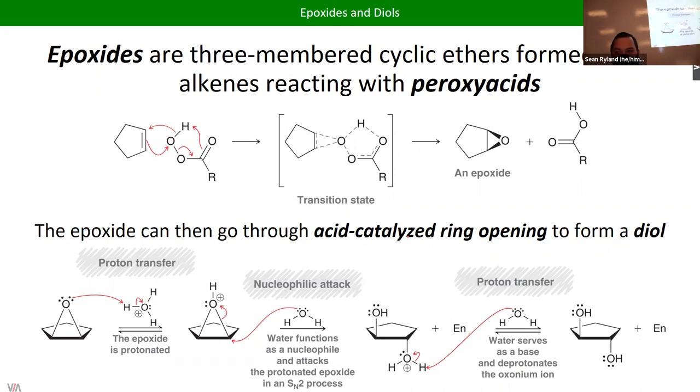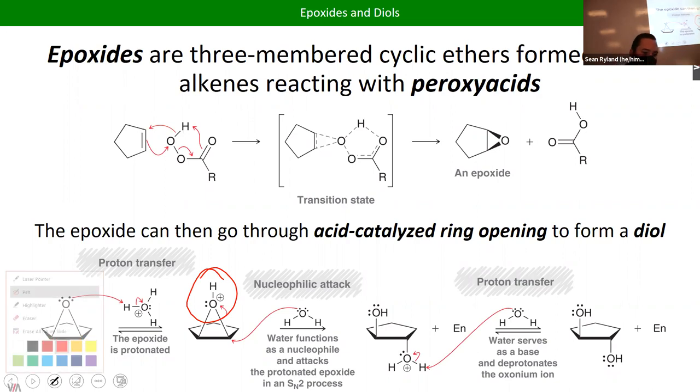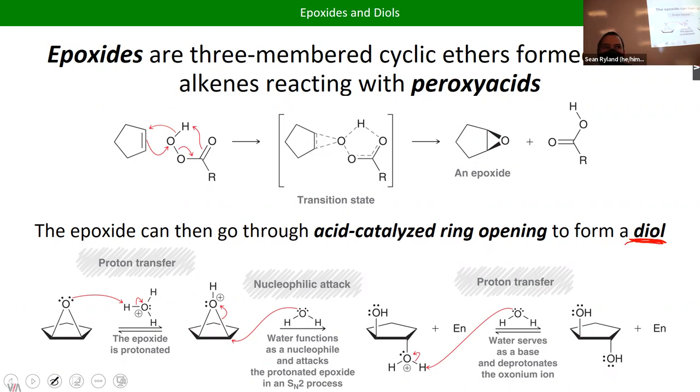If you go through an acid catalyzed ring opening, the first thing you do is protonate the epoxide, which makes this a lot more stable if it only had two bonds on that oxygen, right? So it makes it really easy for a nucleophile to come in and attach to one of those two carbons. And the oxygen takes its electrons and you wind up making a diol. So a diol is just like a diene was a molecule that had two alkene groups. A diol is a molecule that has two alcohols.